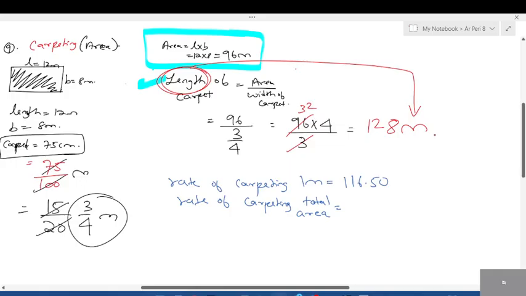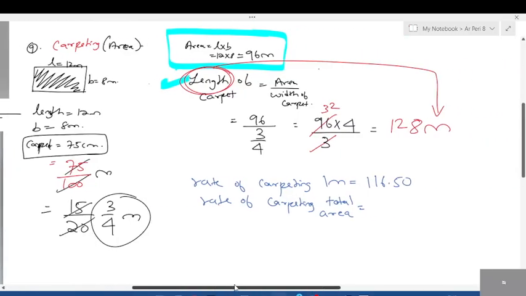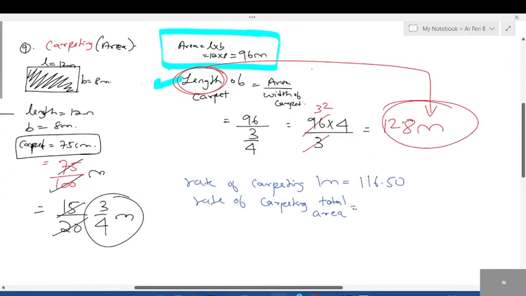Length of carpet, 128. So what will be the total carpeting cost, students? What is 1 meter cost? What is the value for 1 meter? 116.50. So what's the total length? 128. So it will be 128 into 116.50. If I want to remove the decimal, or just multiply directly, students, just multiply directly, you'll get an answer.